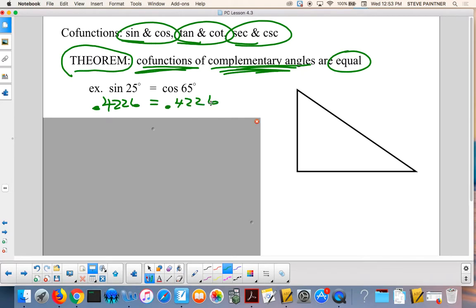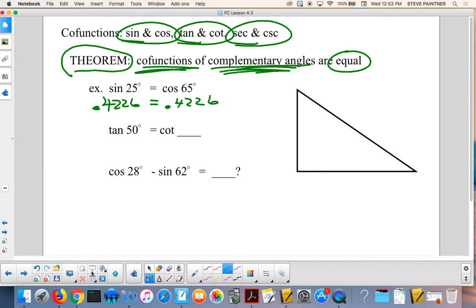As long as they're cofunctions, and cofunctions have to go together, cosine goes with sine, cotangent with tangent, cosecant with secant. As long as they add up to 90, they're the same, okay? Answer the other questions, and can you see them or not?